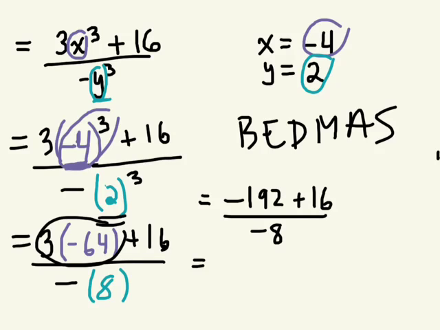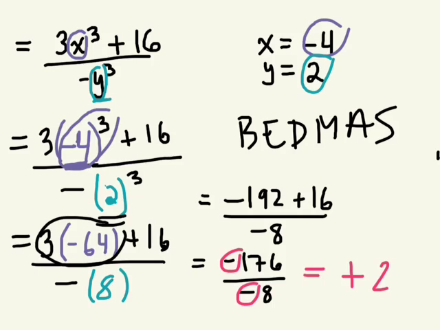What's negative 192 plus 16? Negative 176 divided by negative 8. We have a negative divided by a negative, so our answer will be positive 22.